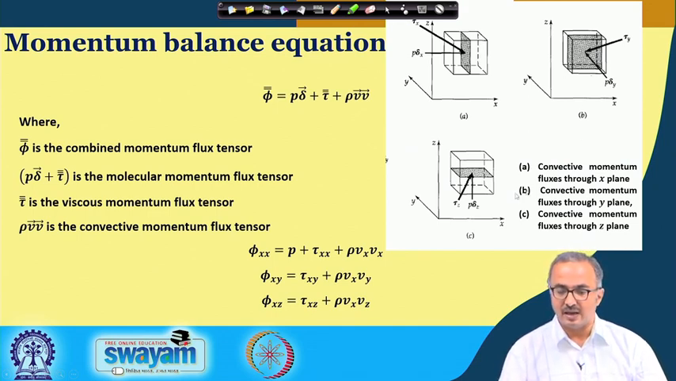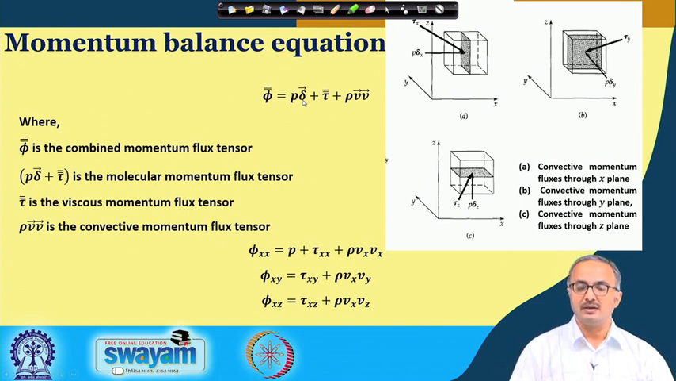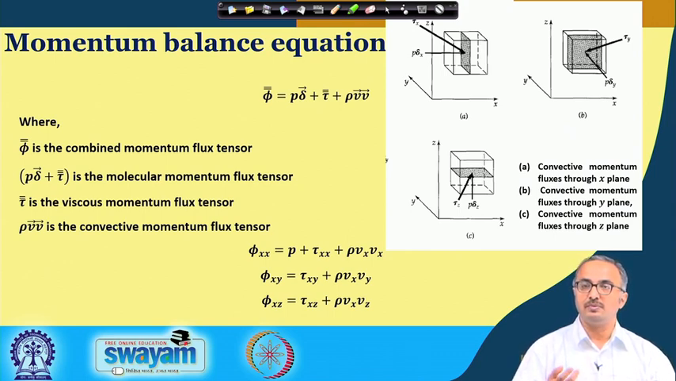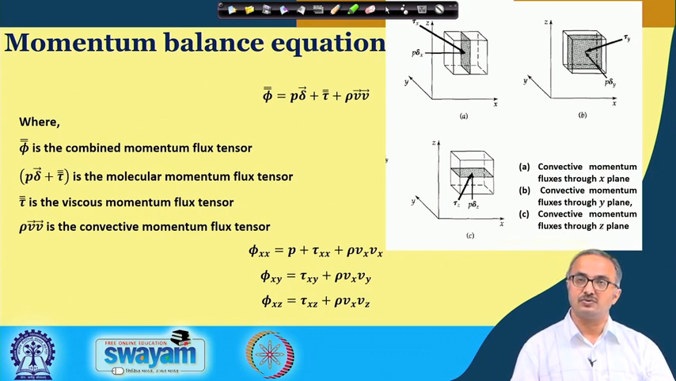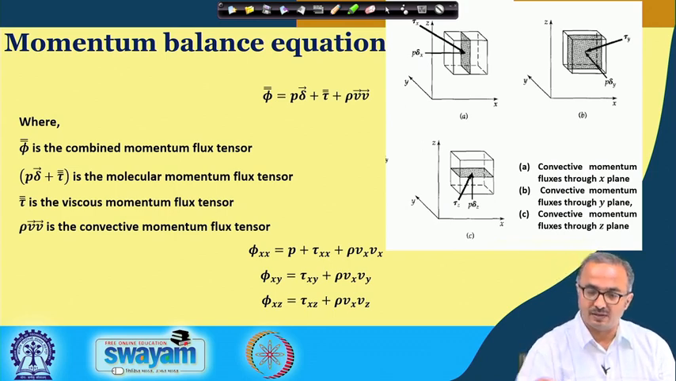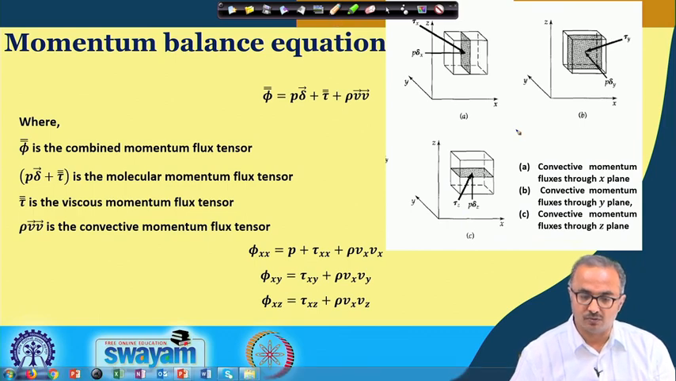And this delta is the Kronecker delta. Perhaps you know that this Kronecker delta will assume a value of either 1 or 0 depending on the pair of directions which are considered. Okay. So, we write delta ij equal to 0 if i is not equal to j, and delta ij is equal to 1 if i is equal to j. So, that is what we call the Kronecker delta.